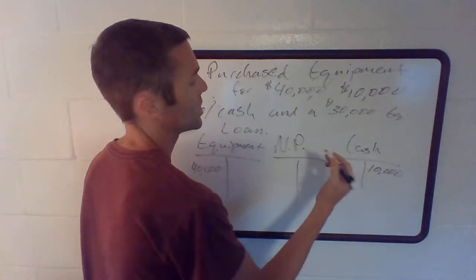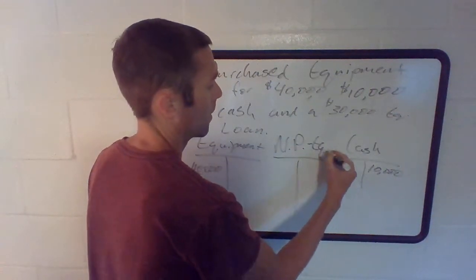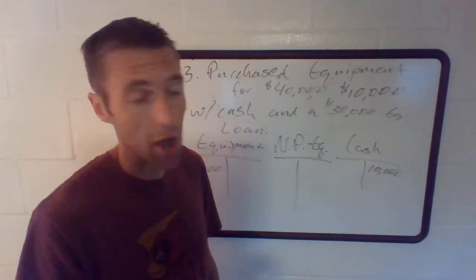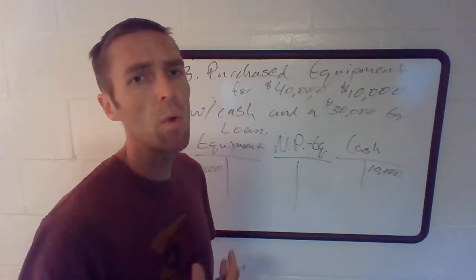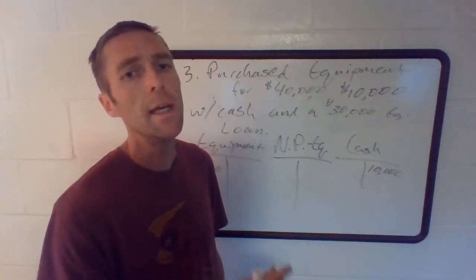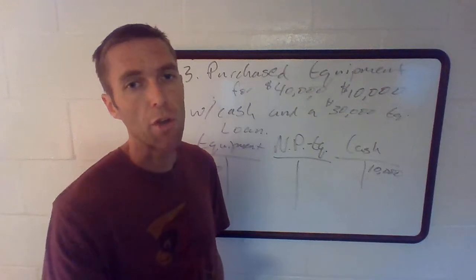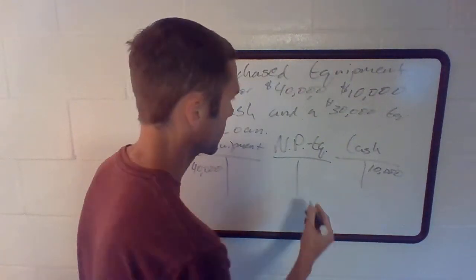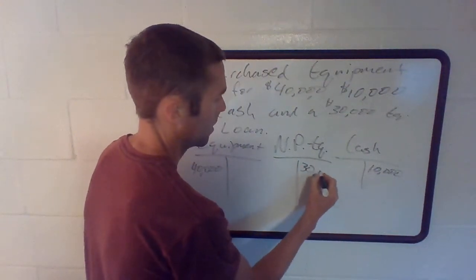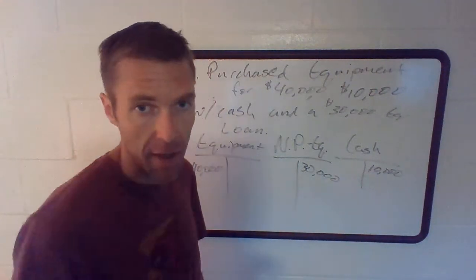And we would call that a note payable, or we just call it an equipment loan. The difference between a note and an account payable: a note payable is a liability that's typically longer than a year, and an account payable is less than a year. We're on the hook for $30,000.